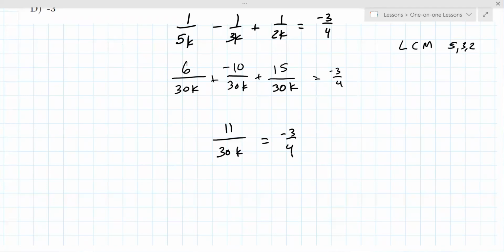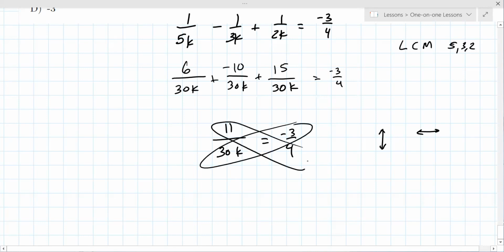variable out of the denominator. That's usually the challenge here. And there's options here. I mentioned before you can simplify vertically, horizontally, if you want. So like you could reduce this 30 by 2 because it goes into both. The most common technique here is to just cross multiply. Which is fine. That's 11 times 4 equals -3 times 30k. So 44 equals -90k.